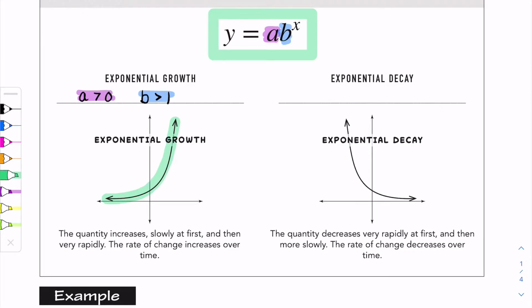If we take a look at exponential decay, it rapidly decreases and then starts to level off. Exponential decay occurs if a is greater than 0, and if b is between 0 and 1. It cannot be less than 0.